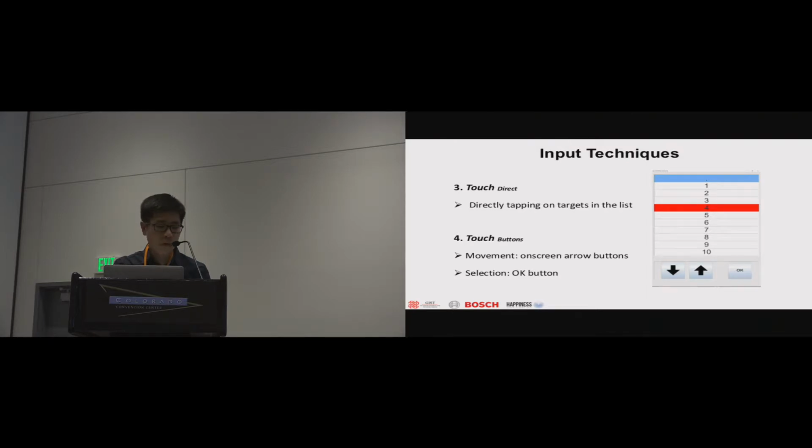We had 2 touch conditions. One was simply directly selecting the target. What you see here is that we want them to select the target highlighted in red. The other touch condition was using on-screen buttons. What you can see is the light blue highlights the current cursor position. This is the same for the pressure-based buttons and using the dial.